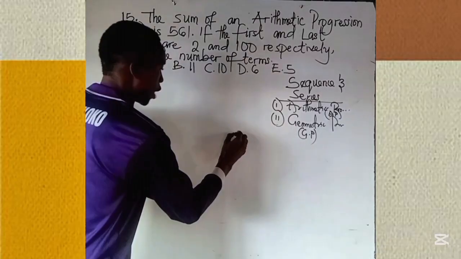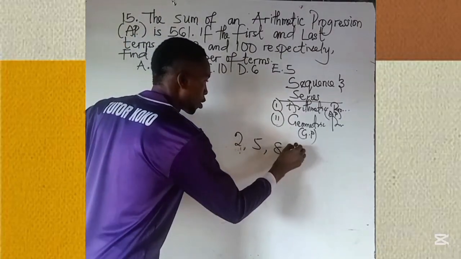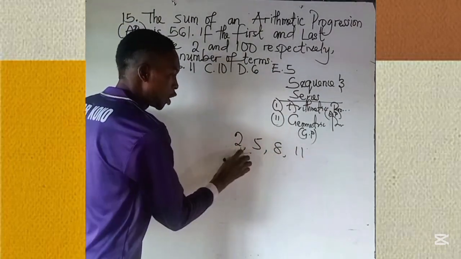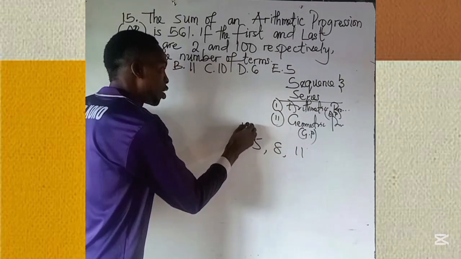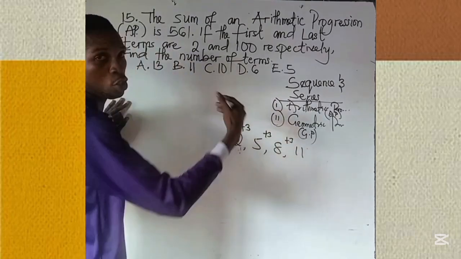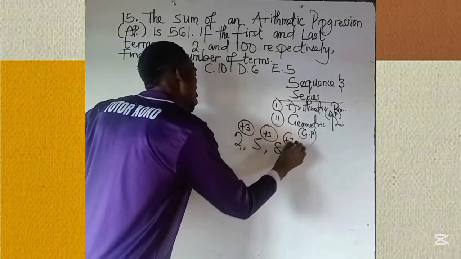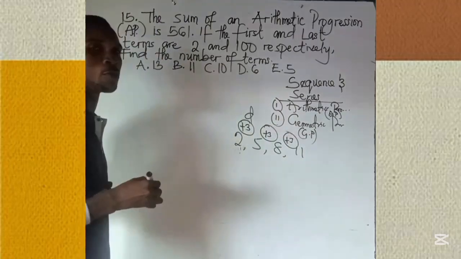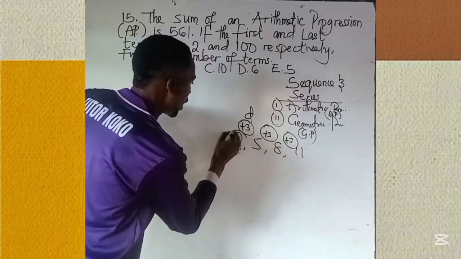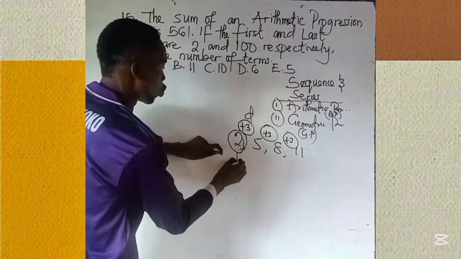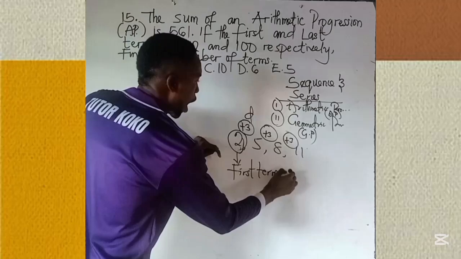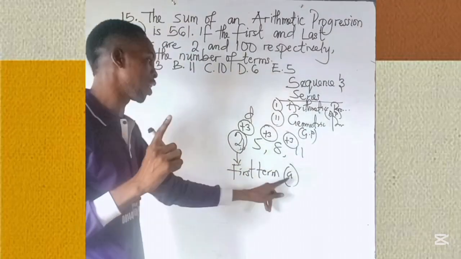So, for example, if I give something like this: 2, 5, 8, 11. Look at this: 2, 5, 8, 11. Each of these terms, you see that they increase by a constant term, which is plus 3, and so on and so forth. So this constant term here is called the common difference. Now, the number starting the sequence is usually called the first term, and the symbol for the first term is letter A.